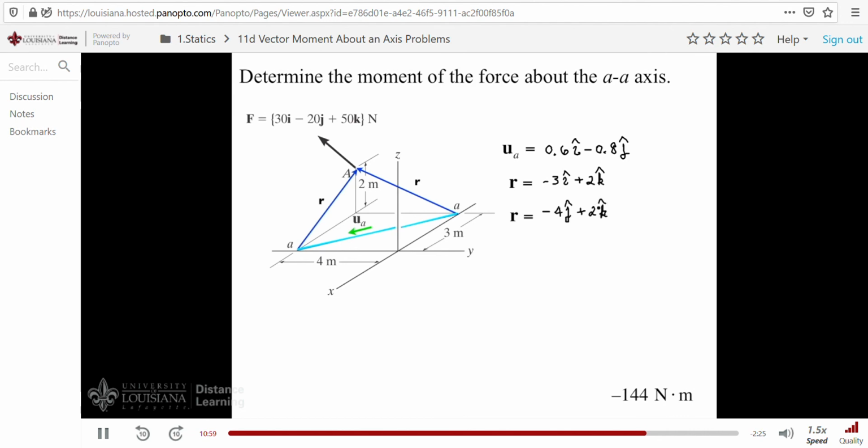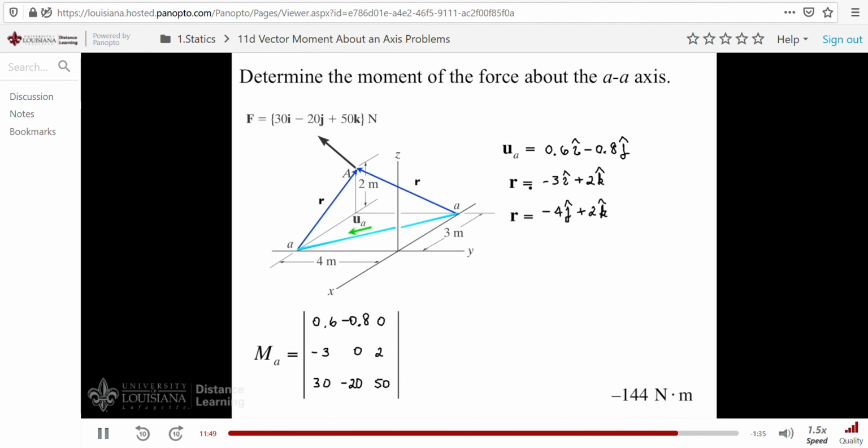Our force obviously has been reported already for us, so we don't have to develop it. So first we'll choose this position vector in setting up our moment. In the first row of the determinant goes 0.6, followed by minus 0.8, and of course 0. Now the components of our position vector, minus 3, 0, and 2. And finally our force, and that of course is 30, minus 20, and finally 50. There we are.